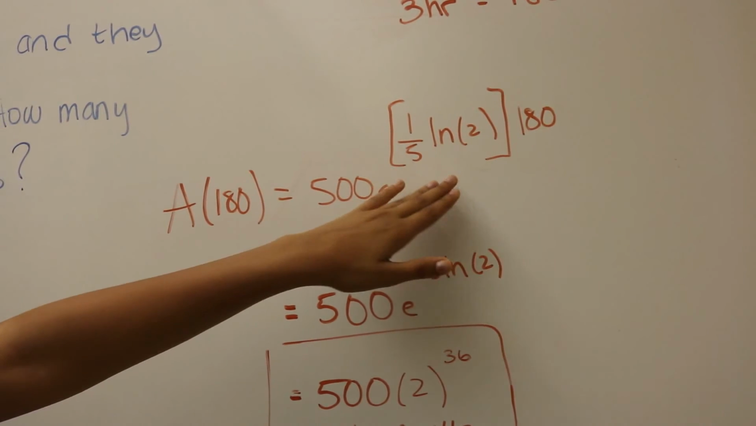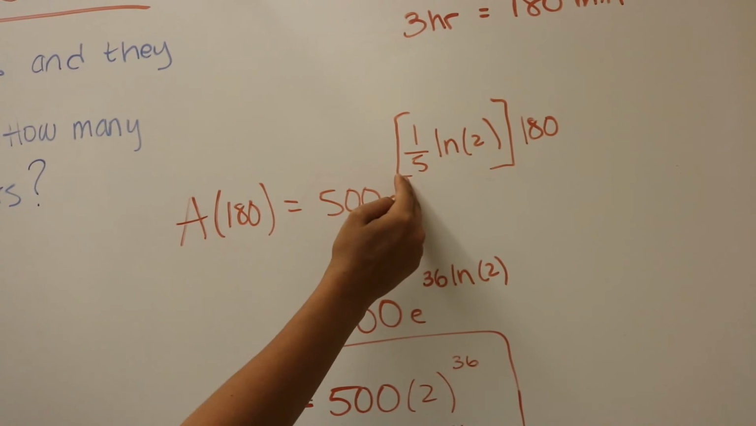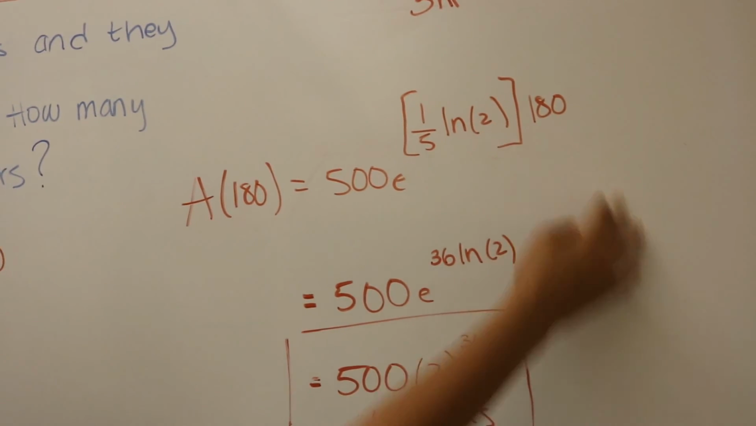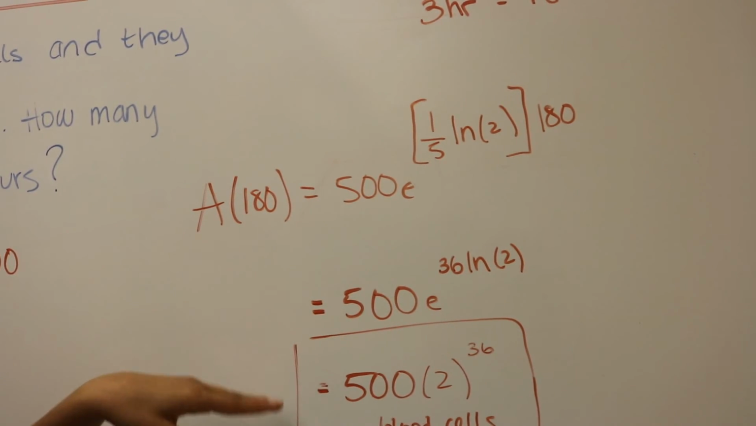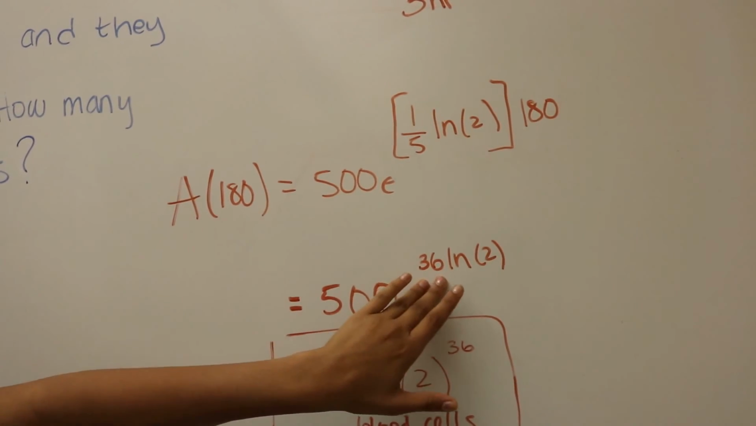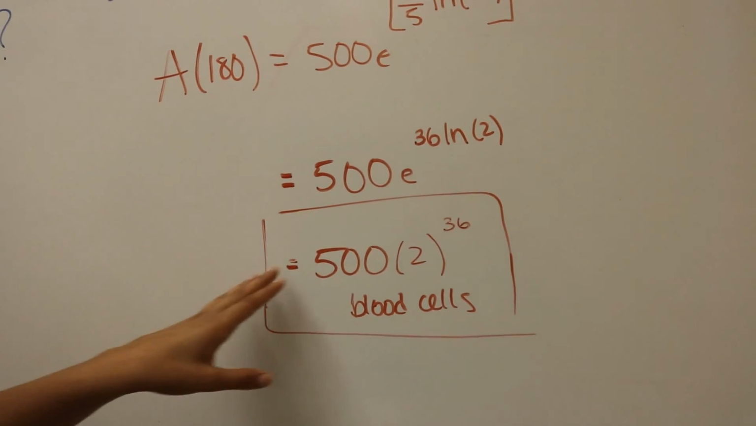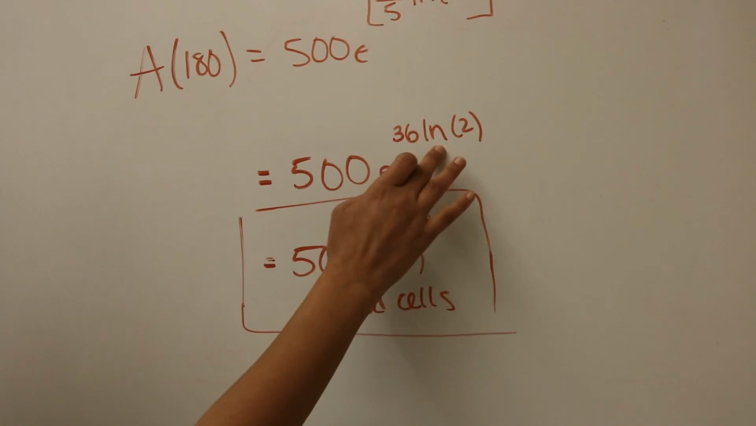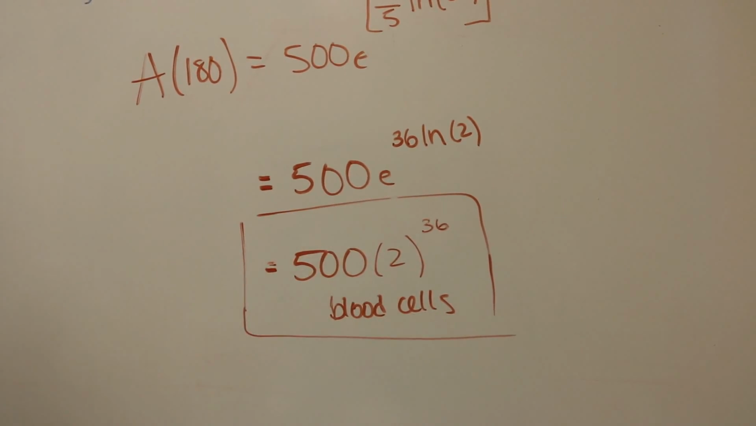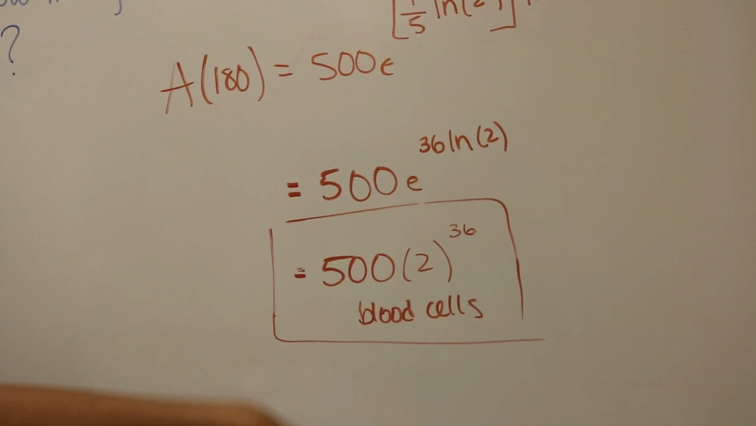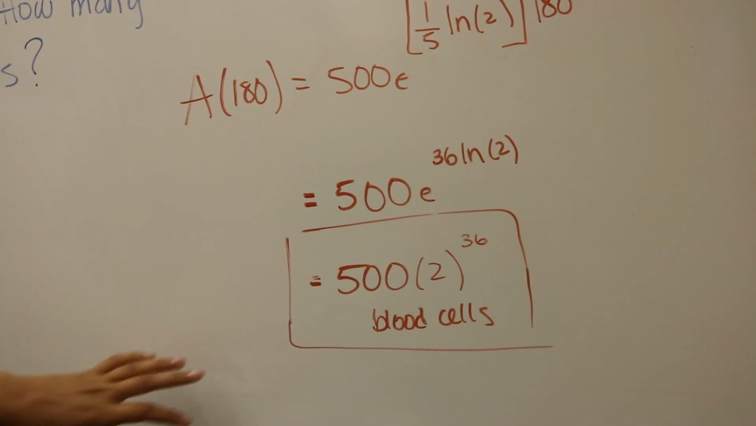This is the same as natural log 2 over 5. We just put the 1/5 in front to make it look nicer. Then we multiply it by t, which is 180 minutes. The 180 and the 5 cancel out, and we end up with 36. So 500 e to the 36 natural log 2. This ends up being a really big number, and since there's a natural log and an e, they cancel out, so it becomes 500 times 2 to the 36th power blood cells. And that's your answer. That's how many blood cells there will be after 3 hours if they double every 5 minutes.